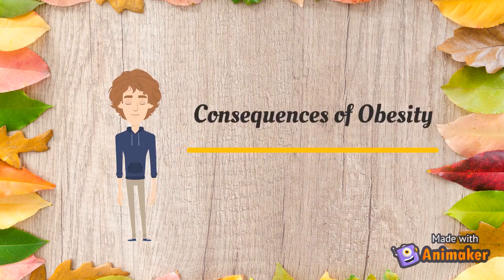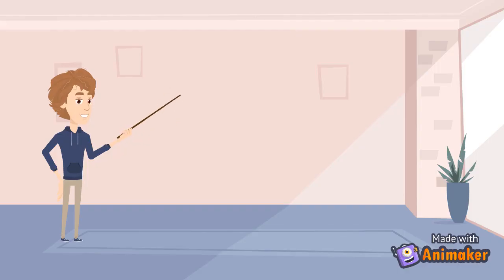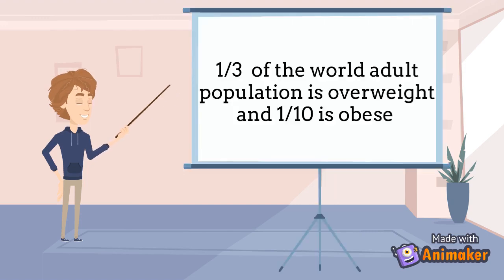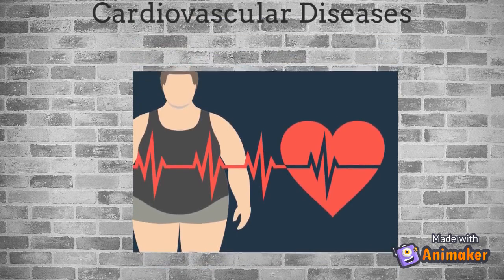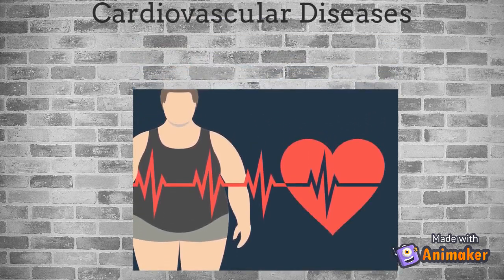Consequences of obesity. According to the WHO, at least 1 in 3 of the world's adult population is overweight, and almost 1 in 10 is obese. Additionally, there are over 40 million children under age 5 who are overweight. Being overweight or obese can have a serious impact on health.